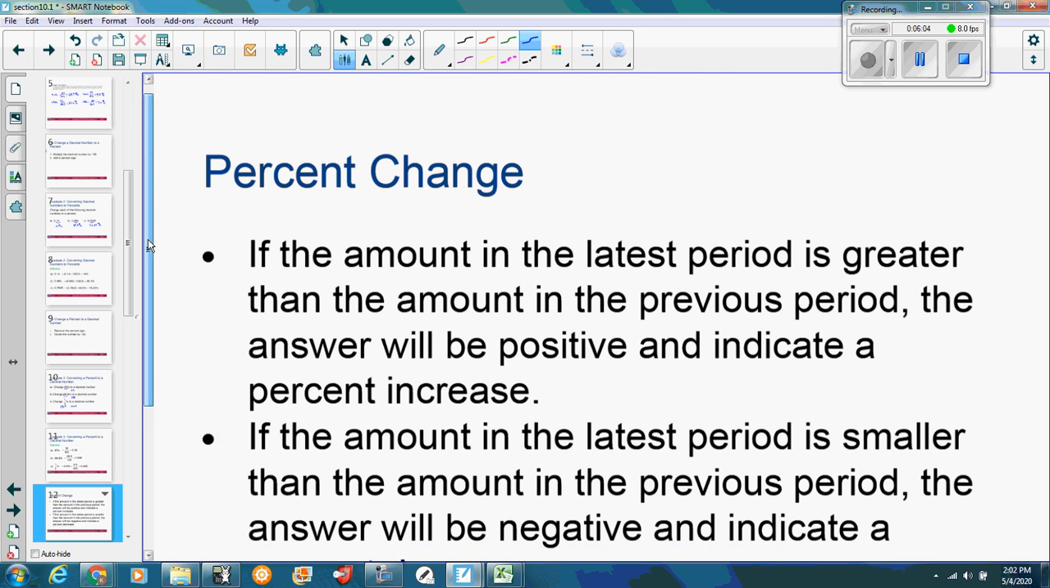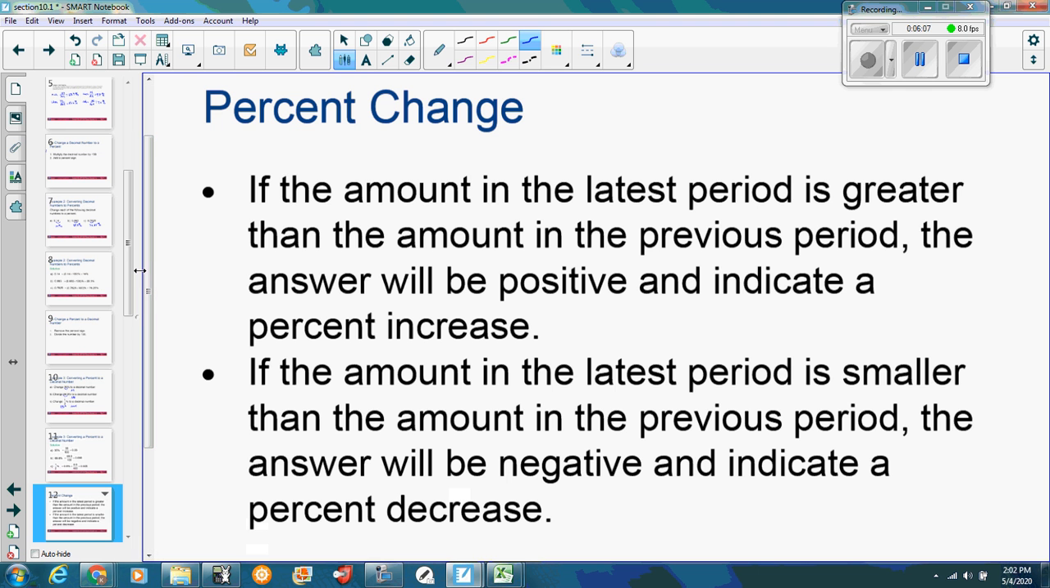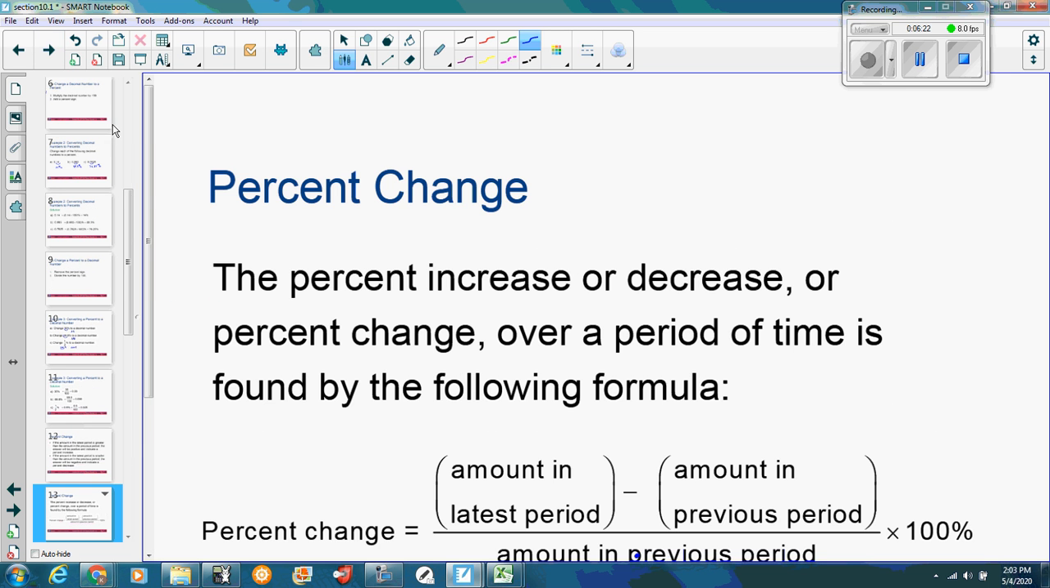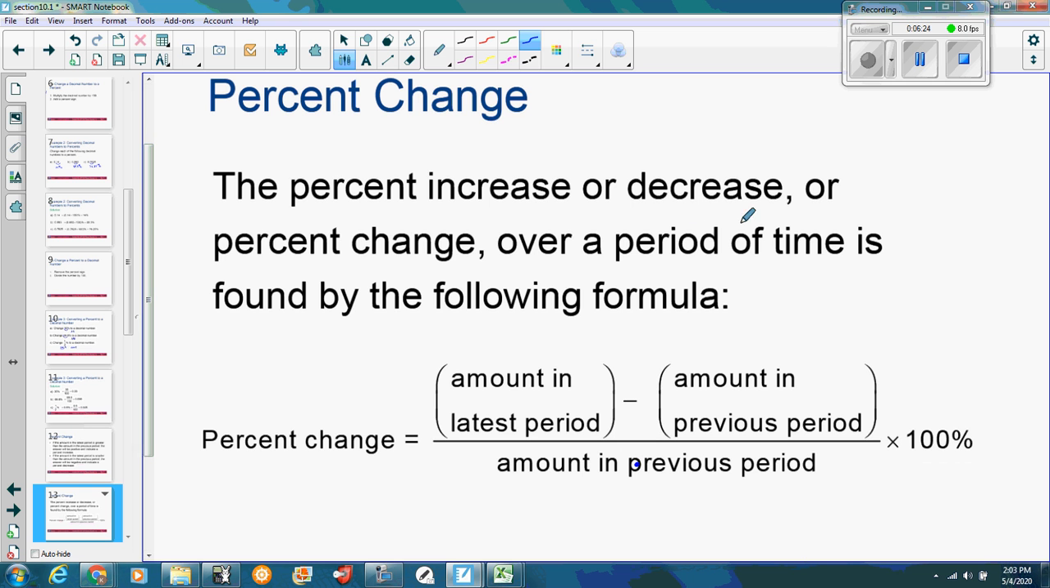Okay, so there's a formula to find the percent change. If the amount in the latest period is greater than the previous period, it's going to be a positive, indicating an increase. If the latest period is smaller, it's going to come out to be a negative number, and it's going to indicate a decrease. So the formula is the percent increase or decrease. It doesn't matter which one you're doing. The latest minus the previous divided by the previous. You're going to multiply it by 100 and add a percent sign.